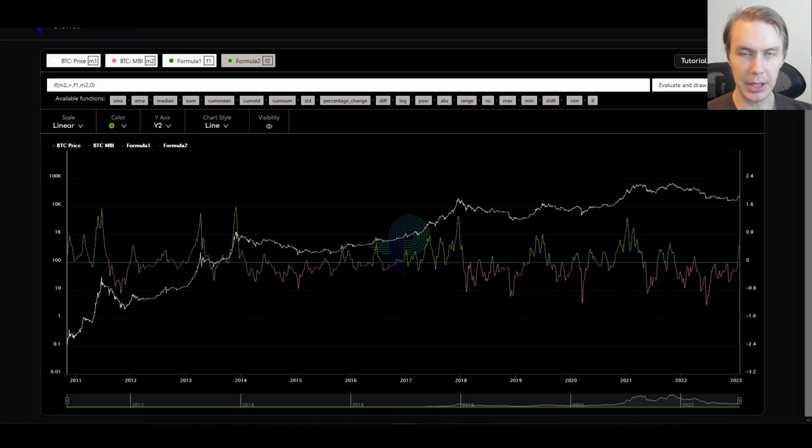Today I want to talk a bit about the momentum bias indicator as it relates to Bitcoin and how we can gain some novel insights when we combine information from the momentum bias indicator with the upside downside potential indicator.